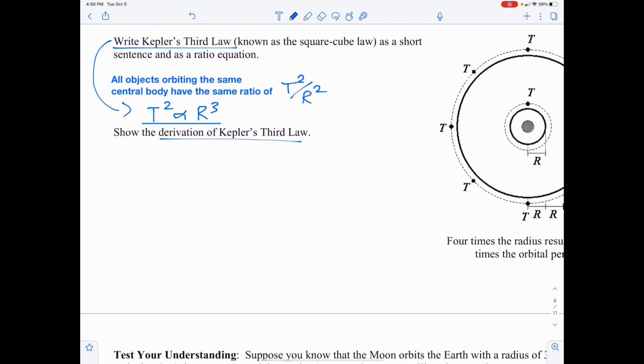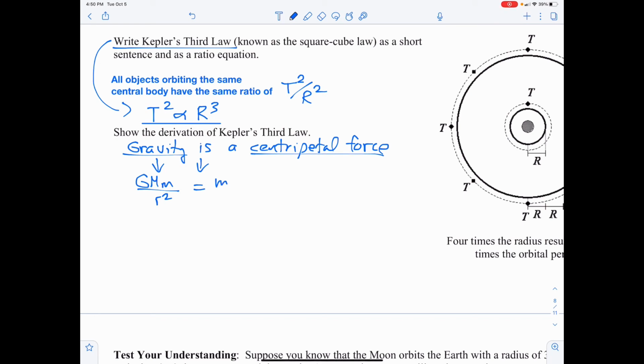How do we derive Kepler's third law? Well, you derive Kepler's third law by first starting with the following sentence. Gravity is a centripetal force. We talked about centripetal forces as forces that cause circular motion. Gravity, that would be big G, big M, little m over r squared, equals centripetal force. The equation for that was m v squared over r.